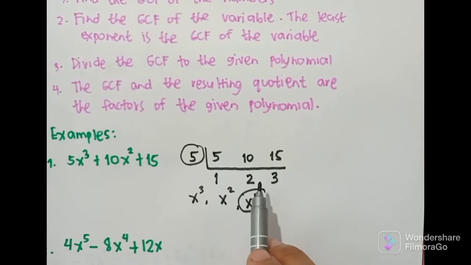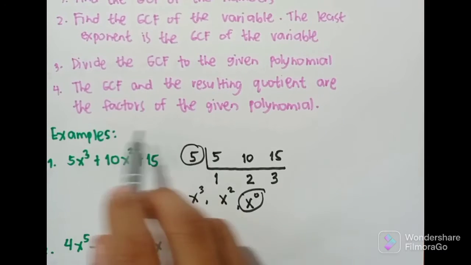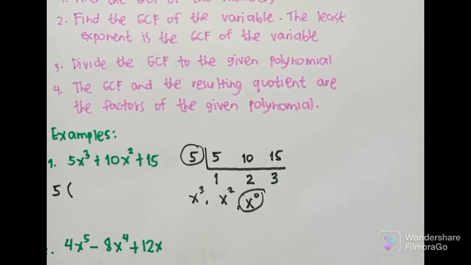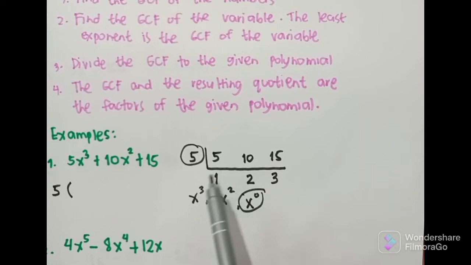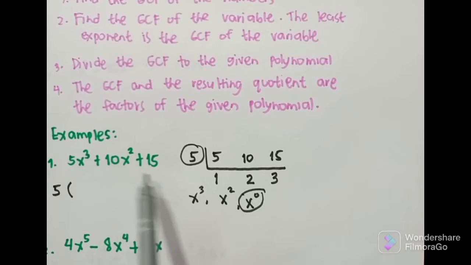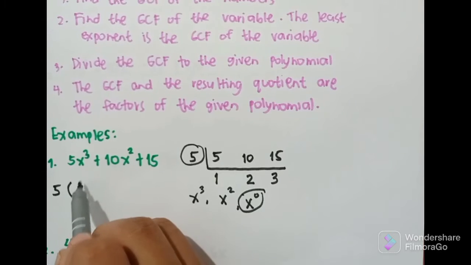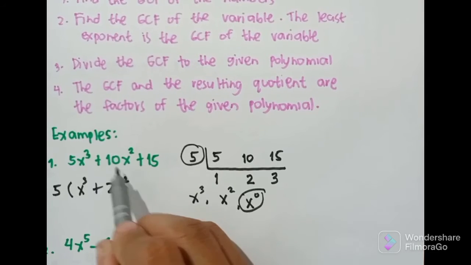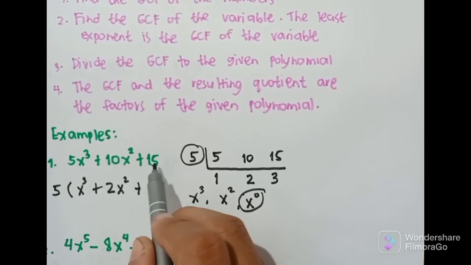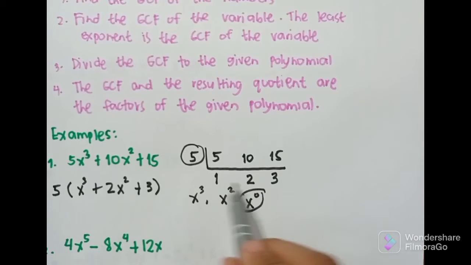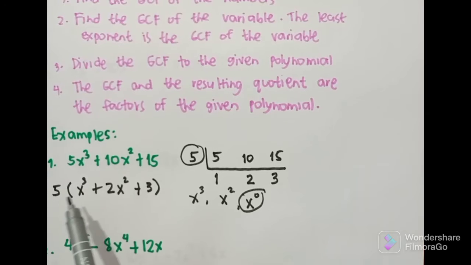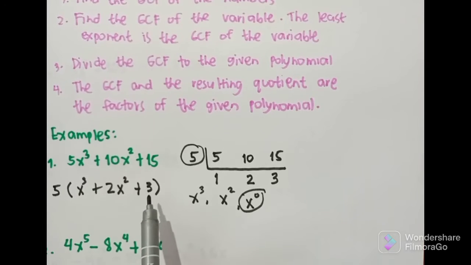Ang gagawin lang natin ay i-divide si 5 sa ating polynomial. So magiging 5, gawa ka lang ng open and close parenthesis. Since gumawa ka ng continuous division, itong quotient mo dito ay yung magiging numerical coefficient ng mga variables mo. So magiging x cubed, 1, plus 2x squared, kasi 10 divided by 5 is 2, plus 15 divided by 5, that is 3. Yun lang din yung naging quotient ng continuous division natin. Therefore, the factors of 5x cubed plus 10x squared plus 15 are 5 multiplied to x cubed plus 2x squared plus 3.